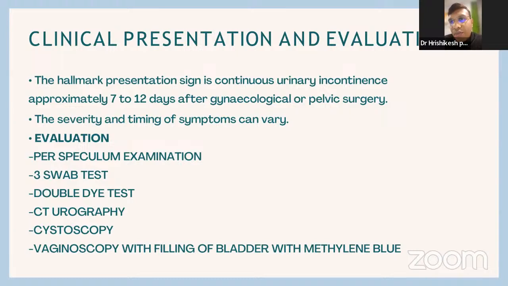Another choice of investigation is the CT urography, which gives you the idea of the location of the fistula as well as the number of the fistulas. Next, the evaluation with the cystoscopy. Here you can visualize the location and proximity to the ureter. Sometimes the patient is having a really small leak. At that time you have to perform the vaginoscopy with the filling of the bladder with the methylene blue, so you can diagnose the small leak which is going to occur through the fistula site.